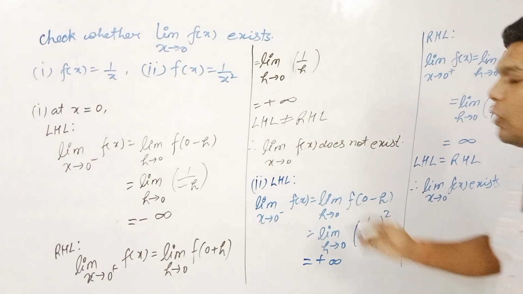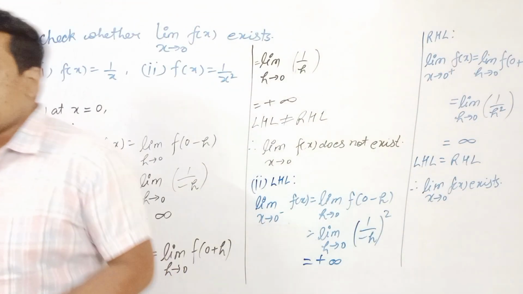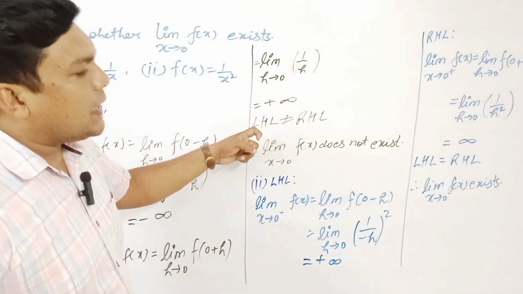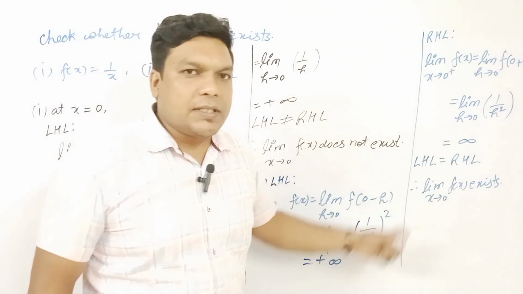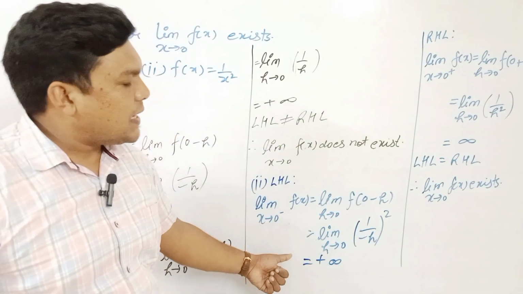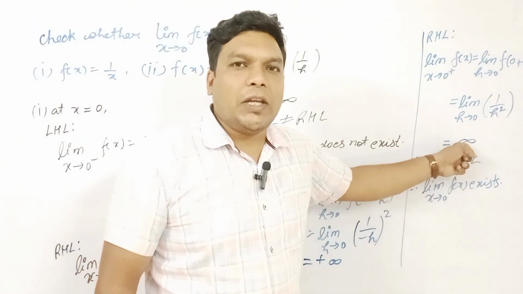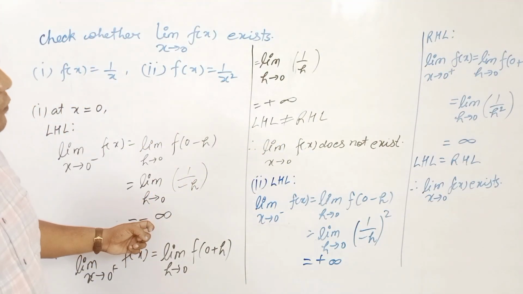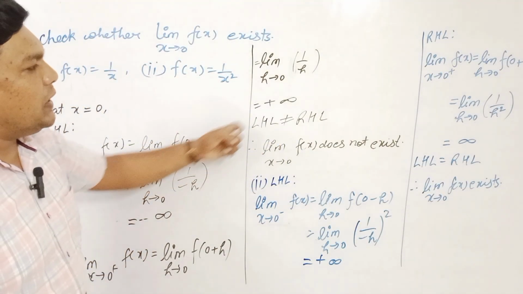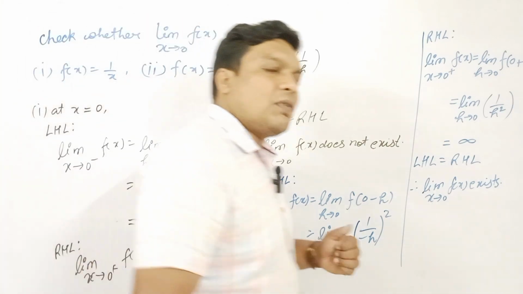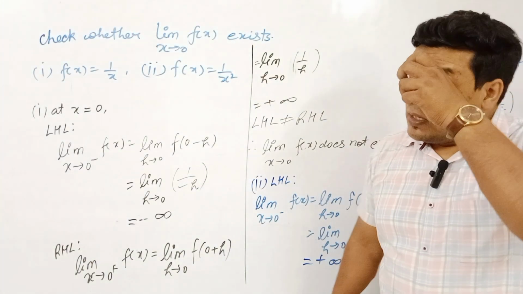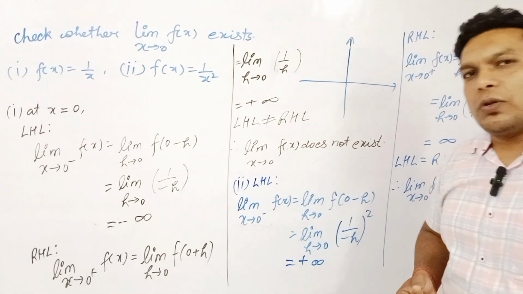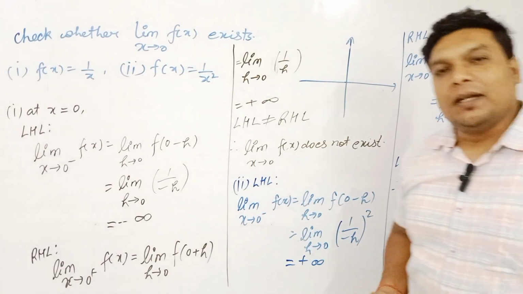Okay, now what we have understood from these two examples: when x is approaching the same value from the left hand side and right hand side, then we say the limit exists. Look here, from the left hand side and right hand side, the function is approaching the same value, that's why we are saying the limit exists. And in this case, the function is not approaching the same value from the left hand side and right hand side, that's why we are saying the limit does not exist.